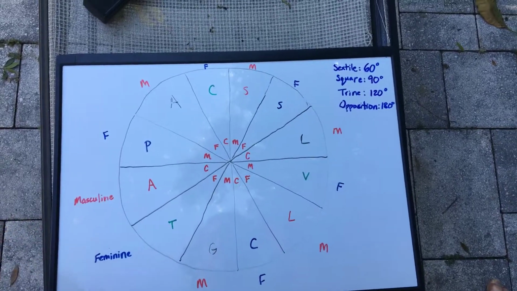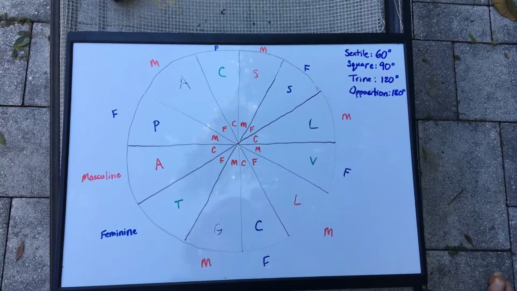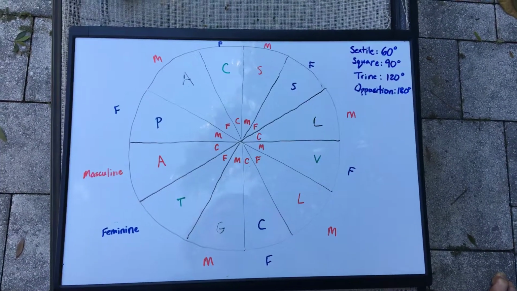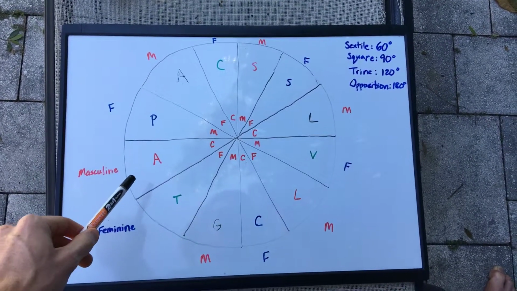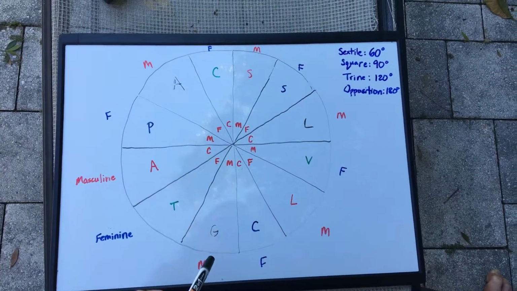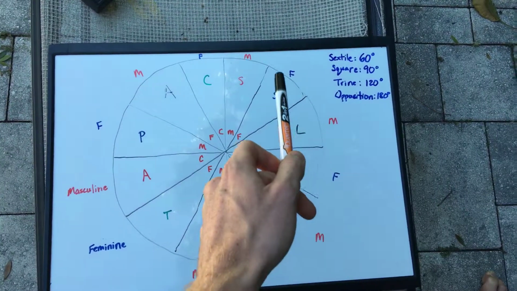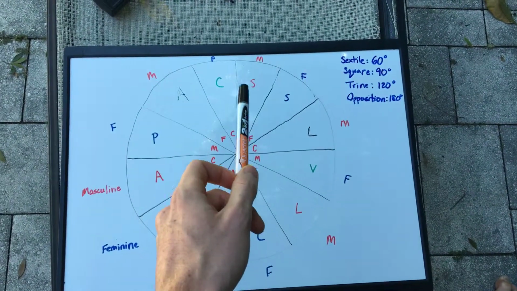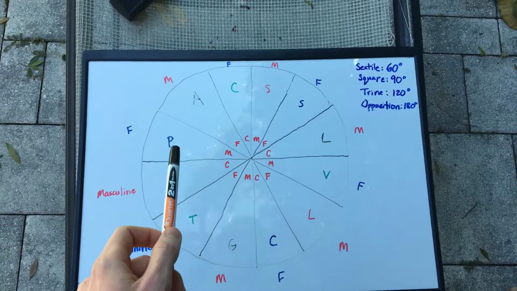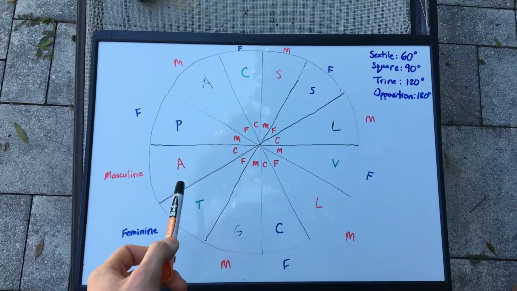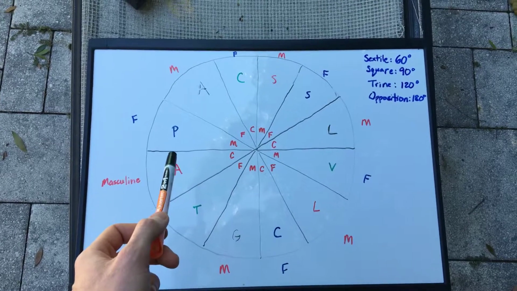Hi friends, today I'm going to teach you how to spot the major aspects in an astrology chart. So here we have the standard sign setup with Aries, Taurus, Gemini, Cancer, Leo, Virgo, Libra, Scorpio, Sagittarius, Capricorn, Aquarius, and Pisces in their natural order, with Aries being the first sign and Pisces being the 12th.